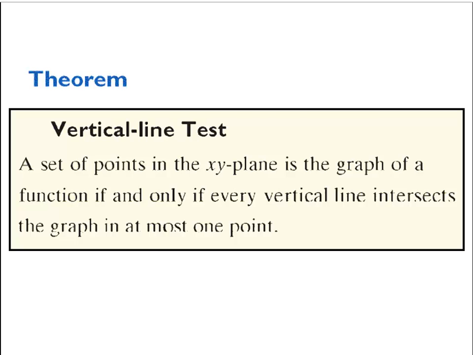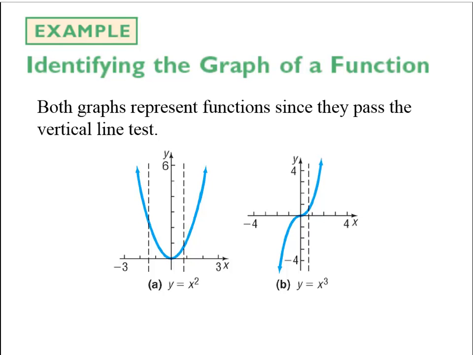In this example, we see two graphs that are relations. If we apply the vertical line test, we notice this vertical line intersects the graph at only one point, and so does this vertical line. So for all vertical lines, this graph represents a function. Ditto for this one here. If I think of all possible vertical lines crossing through this graph, each one is only going to intersect the graph one time. So we're going to call this relation a function as well.